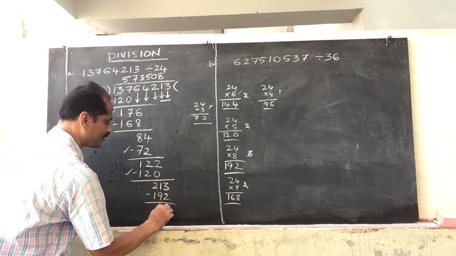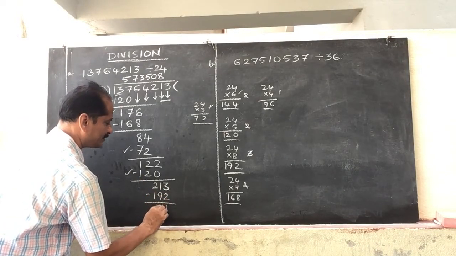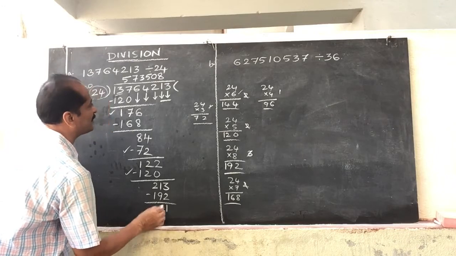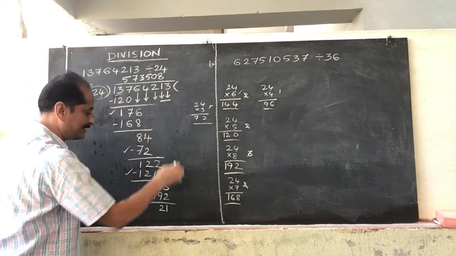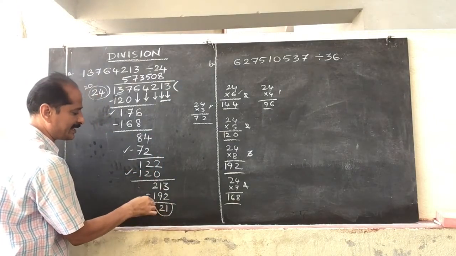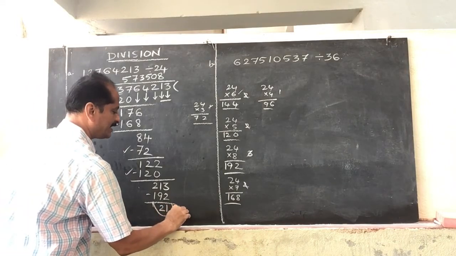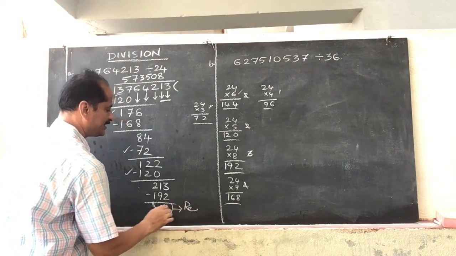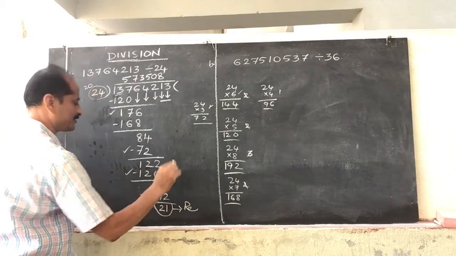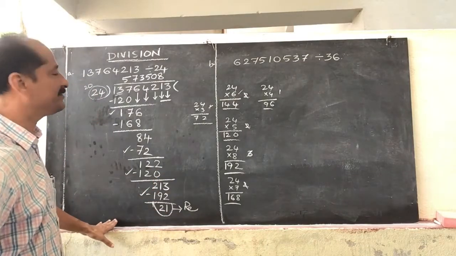So 3 minus 2, 1. 11 minus 9, 2. So 21 you have got as remainder. Is there any number to bring down? Nothing is there. So this becomes the remainder. So 21 is the remainder we can say. 21 is less than 24. So this step also is correct. So this is the division process.